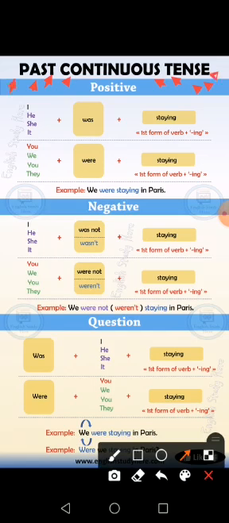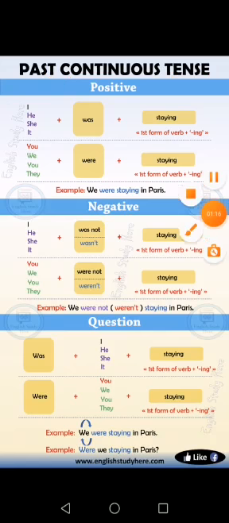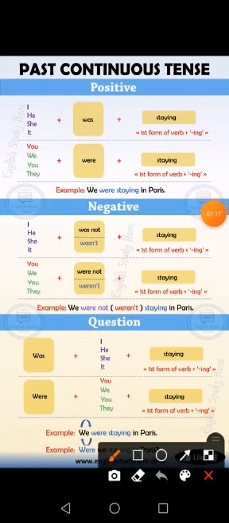So we use past continuous to talk about activities or things that happened in the past and went on for some time in the past, okay? Okay, student? So how to use past continuous?